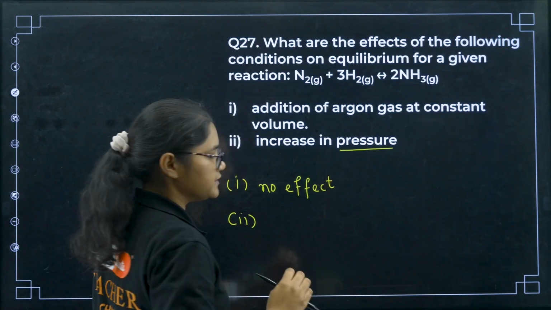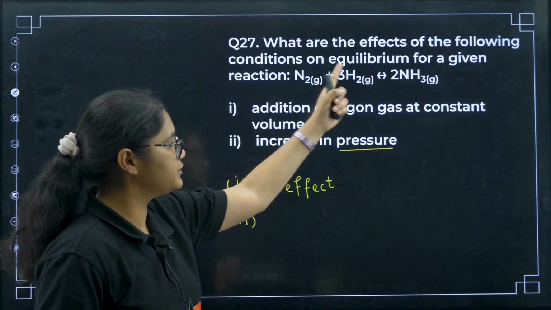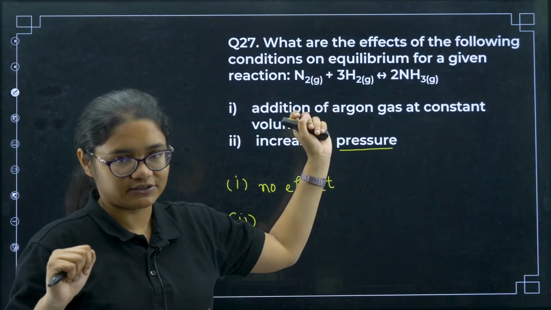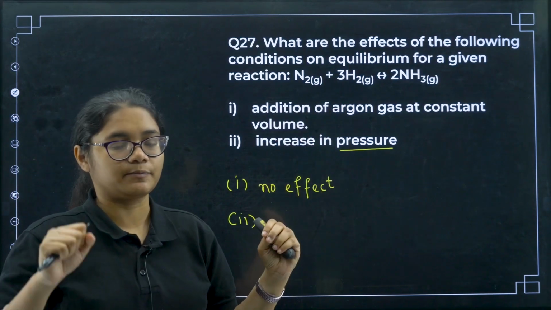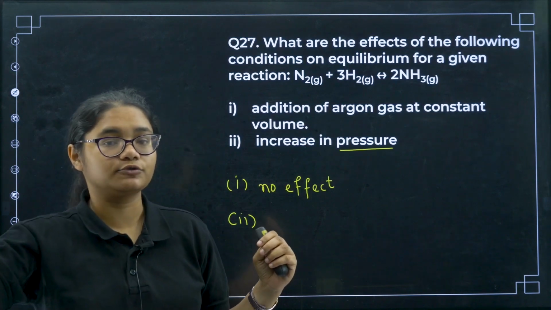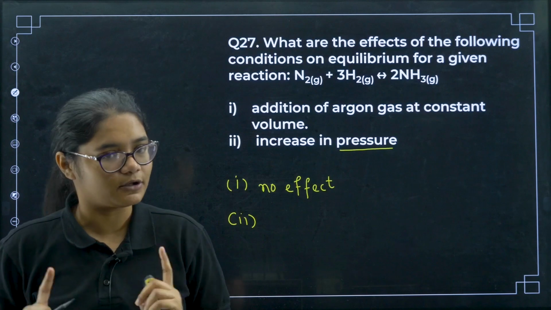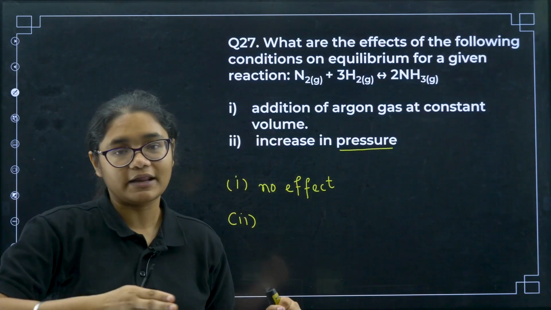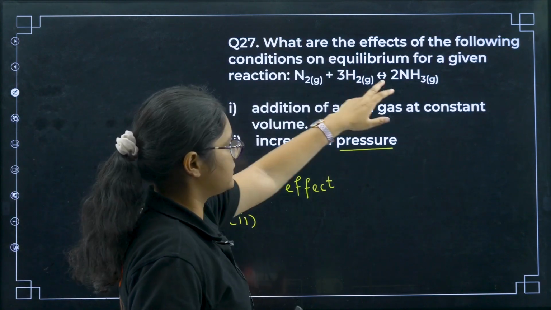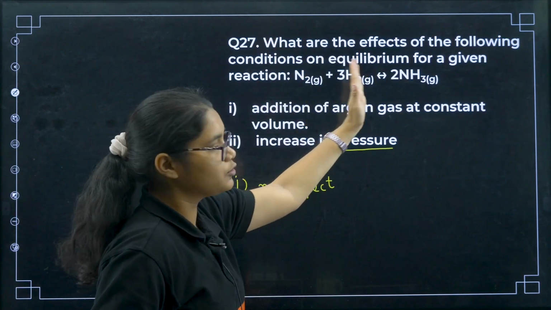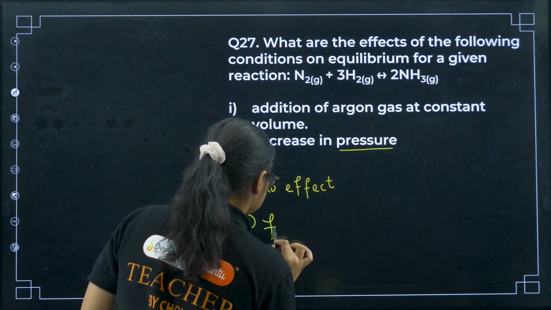Next is increase in pressure. Now see, if you are increasing the pressure, according to Le Chatelier's principle, what will the reaction try to do? The external factor is increasing of pressure, so the reaction will try to decrease the pressure. And we know pressure is directly proportional to number of moles. So to decrease the pressure, the reaction will move towards less number of moles. Now if you see here, this side 4 moles are there, here only 2 moles are there. So the reaction will go towards less number of moles, or towards NH3, or I can say in the forward direction.